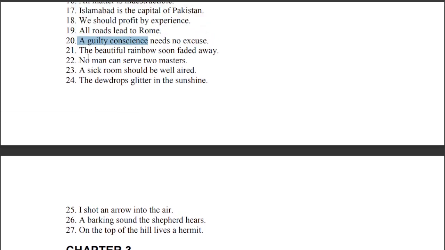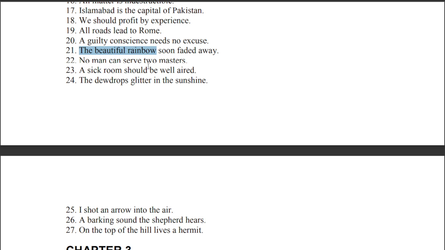21. The beautiful rainbow soon faded away. The speaker first named a thing, a beautiful rainbow. Then he said something about a beautiful rainbow: soon faded away. Soon faded away is the predicate. The beautiful rainbow is the subject.